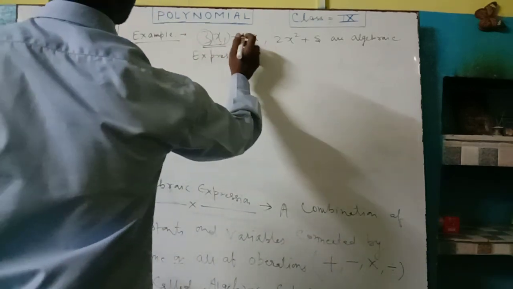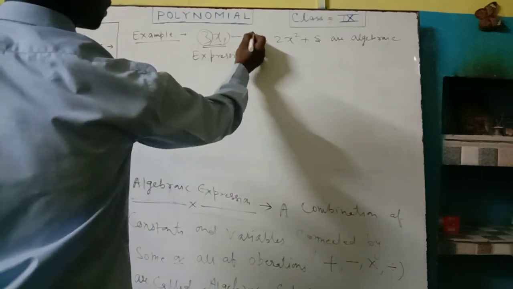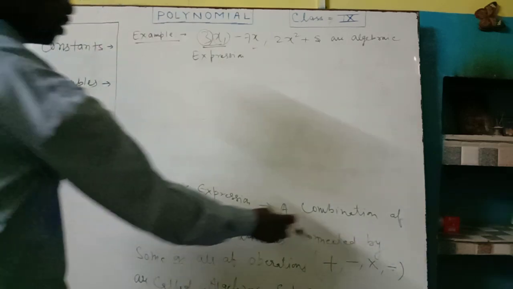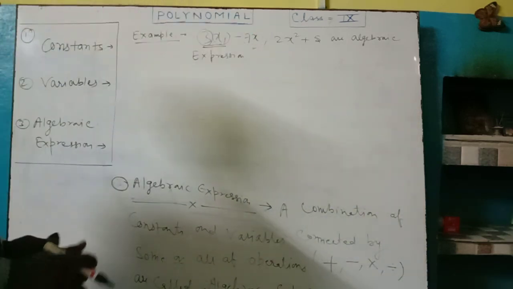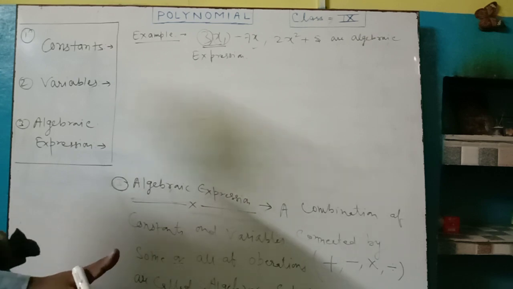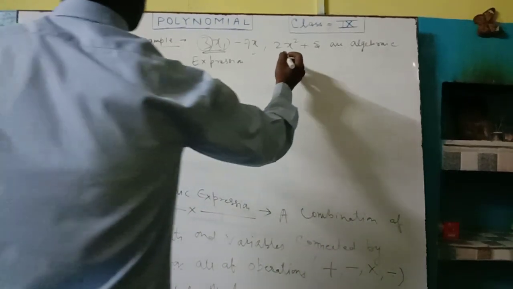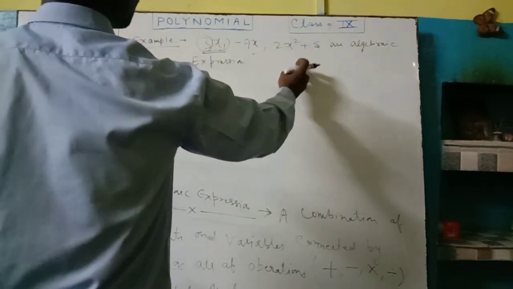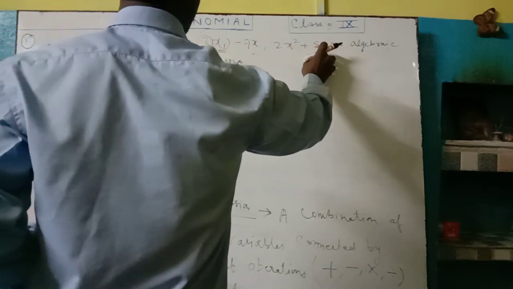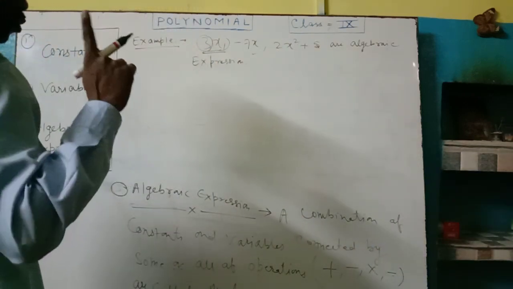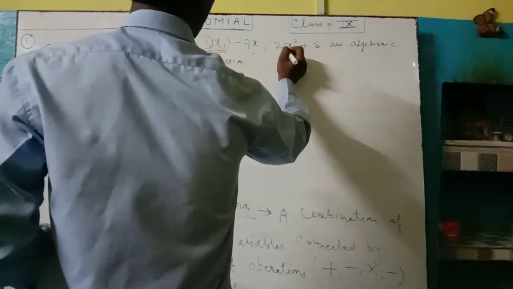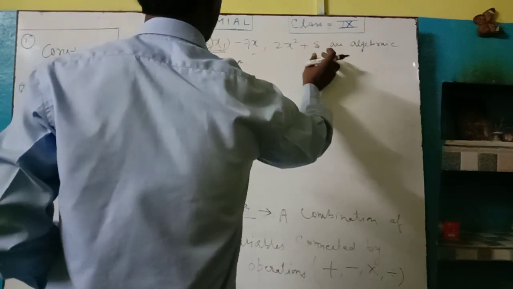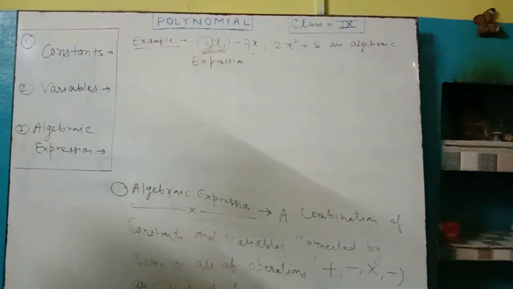Similarly, in minus 7x, the constant is minus 7 and the variable is x, and multiplication is used between minus 7 and x. So this is an algebraic expression. The next example is 2x square plus 5. Here 2 is a constant, x is a variable, and 5 is also a constant. Two types of operation have been used: multiplication between 2 and x square, and addition. So it is an algebraic expression.